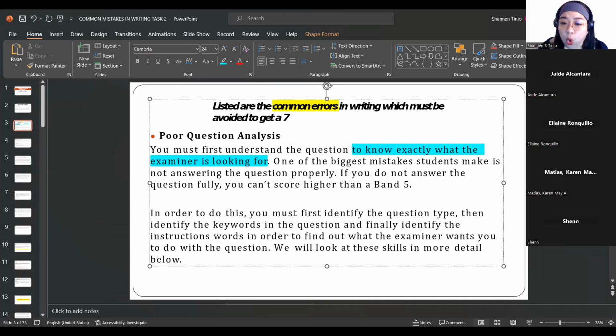All right, so if you fail to know what exactly the examiner is looking for because of poor question analysis, you will most likely fail substantiating your answer with what exactly you were asked to do. One of the biggest mistakes students make is not answering the question properly. Not answering the question properly.